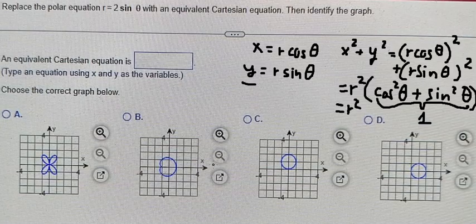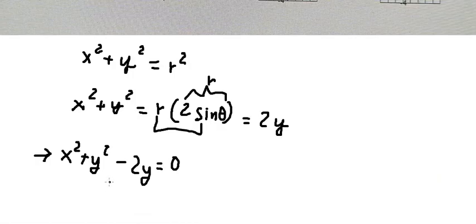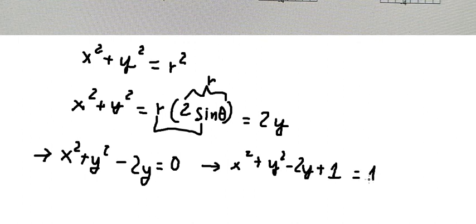Next, we need to know that this is about the circle. So we add number 1 to both sides. So this one is about identities.